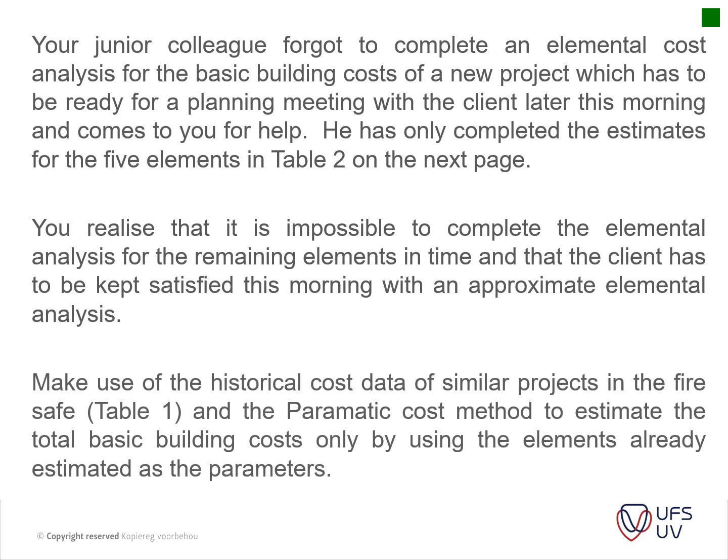So to make use of the historical data of similar projects in the file, basically old data that you've got available, and a parametric cost method to estimate the total basic building costs only by using the elements already estimated as the parameters. The basic thing here is you're going to use the information that you've got available, that you've worked on the project so far, and also just to fill the gap to get to an estimate, to put something on the table.